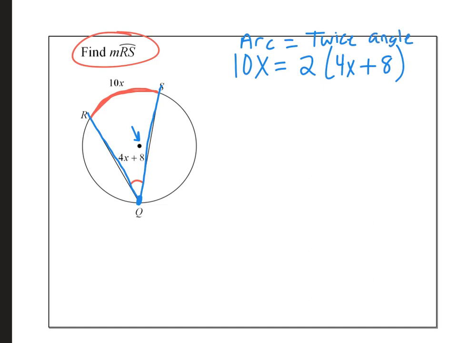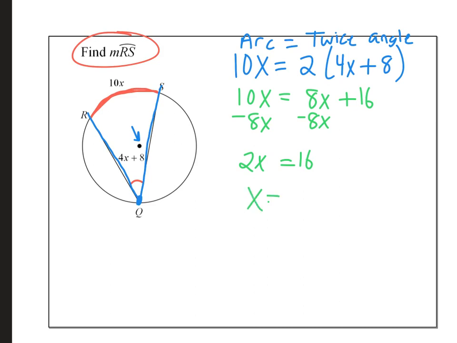So we can write ourselves a little equation. We can hopefully do some algebra here, figure out what x is, and then we'll be able to solve for what we need. So in this case, the algebra: 10x equals 2 times 4x plus 8. We'll distribute this 2 over here as one option, 8x plus 16. Okay, if we subtract 8x from both sides, we will get 2x equals 16. Okay, and dividing by 2, of course, x equals 8.